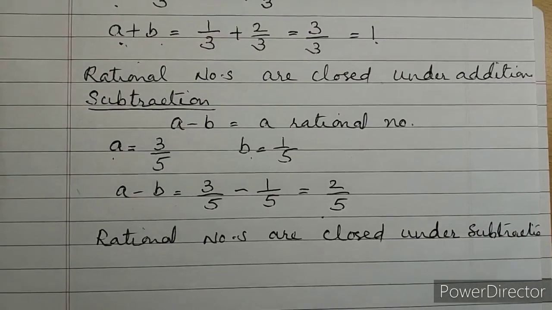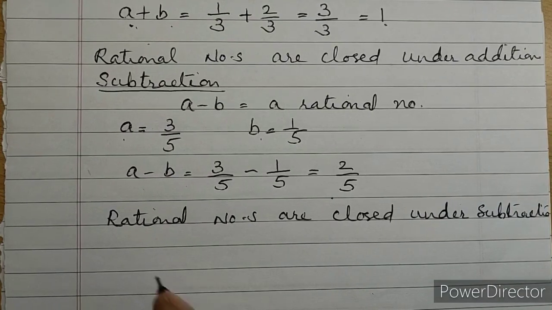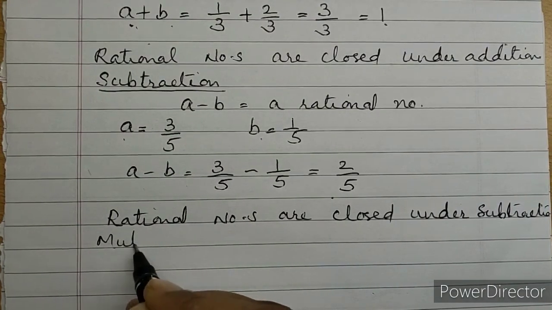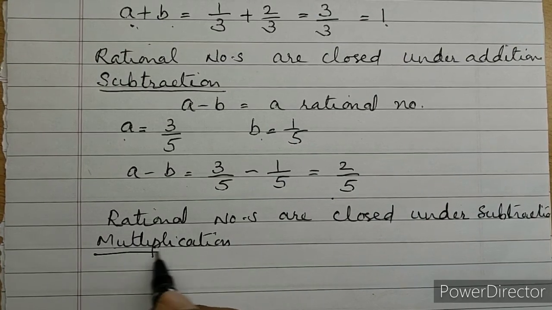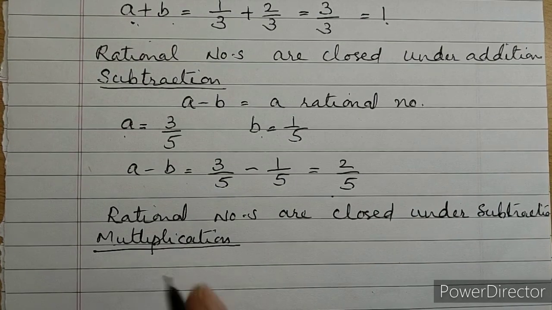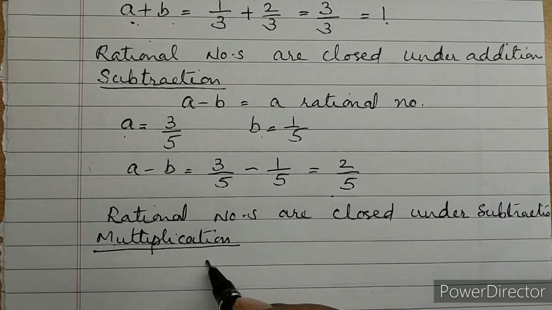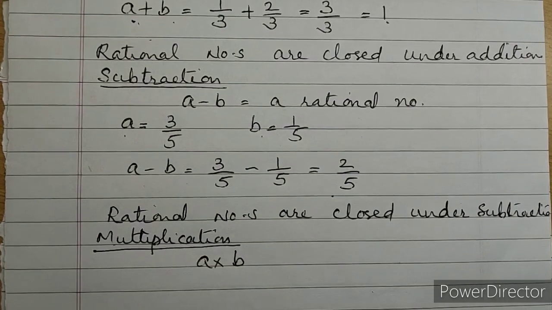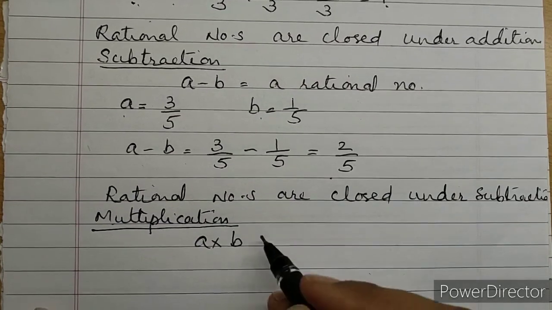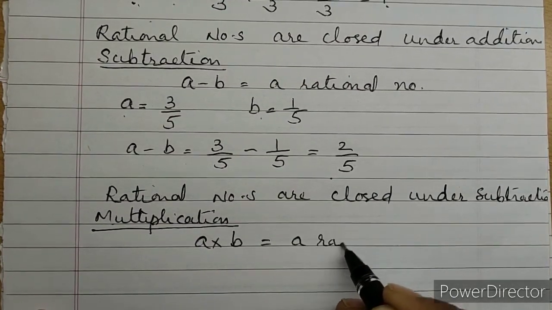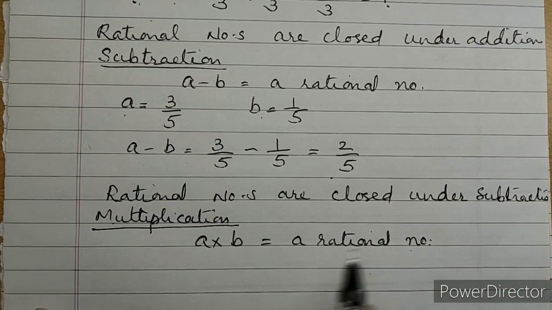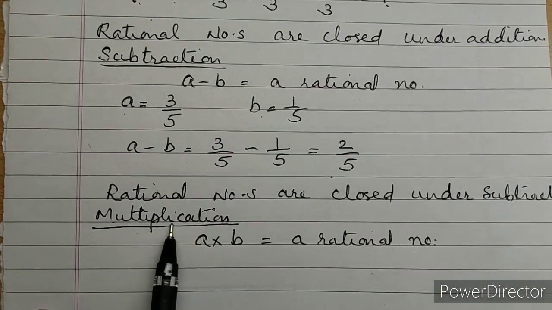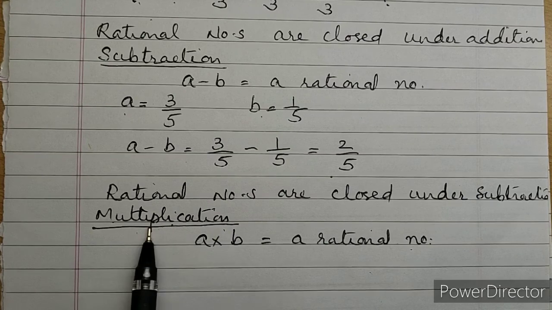Now we will check for multiplication, the third fundamental operation. For multiplication, A into B, if A and B are any two rational numbers, then A into B is a rational number. You have to check. If it is a rational number, we can say that the closure property is true for multiplication also.